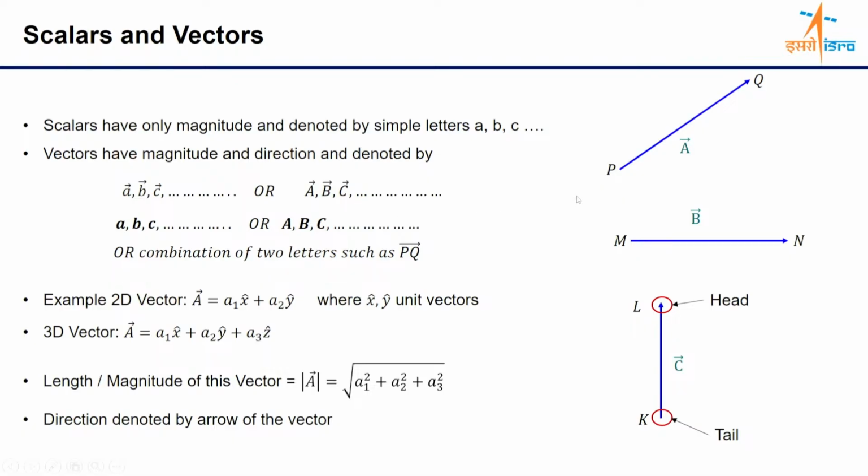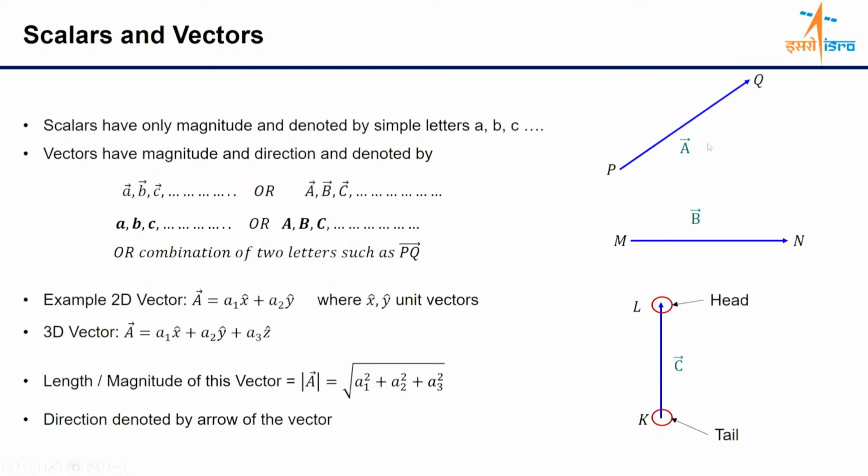In general, a vector is represented by a line with one arrow like this. The vector starts from here and ends over here. You can write the starting point as P and the ending point as Q. The length from P to Q is called the magnitude of this vector, and the direction of this particular arrow denotes the direction of this vector. So this is a vector quantity which has the magnitude as well as the direction of this particular vector.